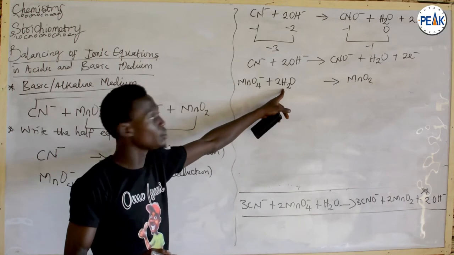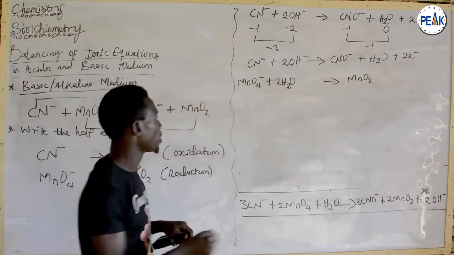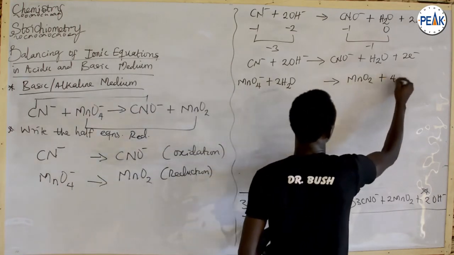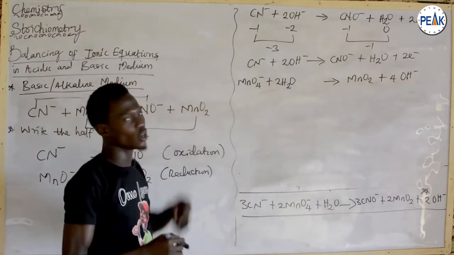I've introduced hydrogen into this equation. Don't forget, in basic medium or alkaline medium, we balance hydrogen with OH-. How many hydrogen do I have here? 4. Then I come to the other side of the equation to say 4OH-. With this, I have balanced this equation atomically.